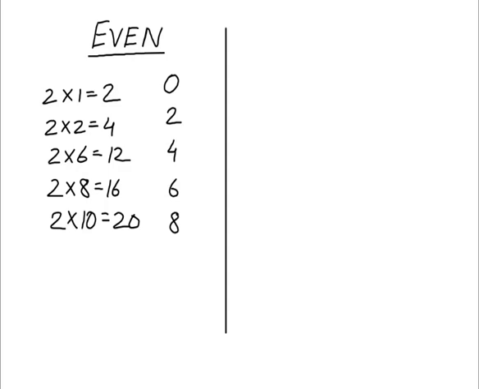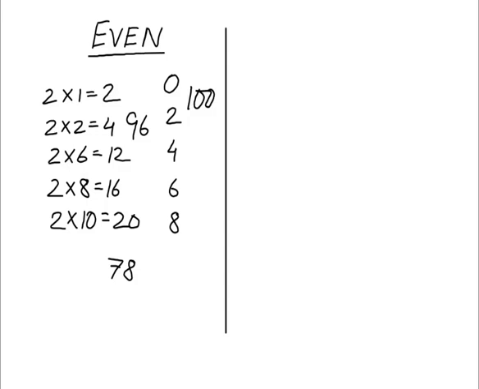So if I say the number is 78, it ends with 8, so 78 is an even number. I say 96. 96 ends with 6, so it is an even number. And then we have 100, which ends with 0, so it is also an even number.